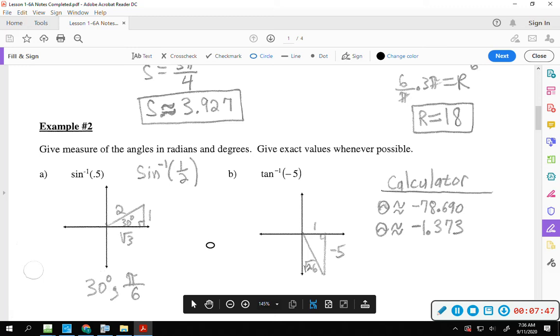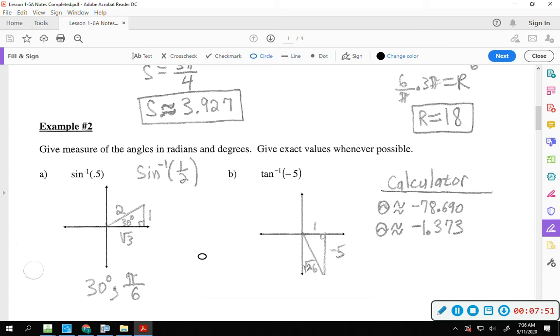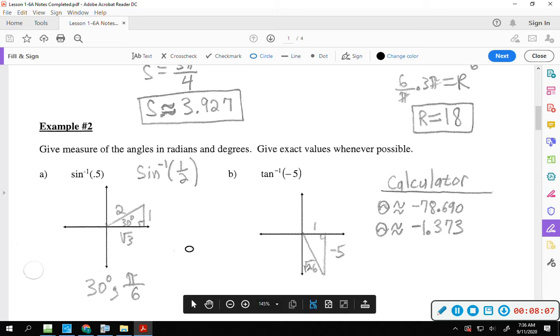I would expect that you have these memorized as well. That pi radians equals 180 degrees. Pi doesn't equal 180. They're two different units. It's like feet and inches. You can't say 12 equals 1. 12 inches equals 1 foot. Pi radians equals 180 degrees.